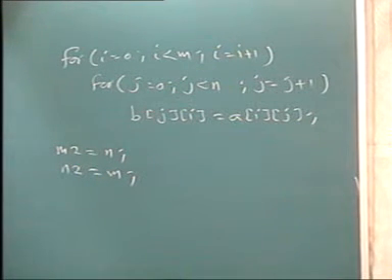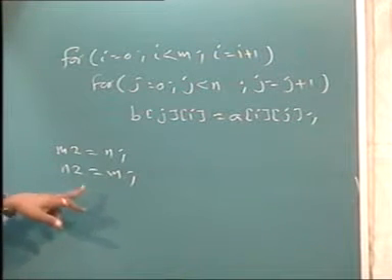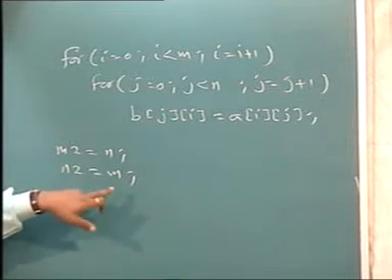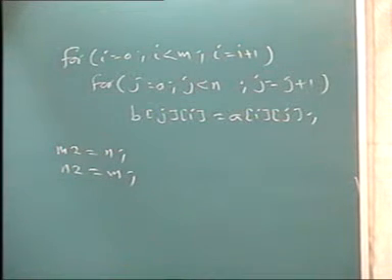This is size of B. Aij, you should copy it at Bji position. Size of matrix B will be M2 N2, that is n rows and m columns, a transpose.